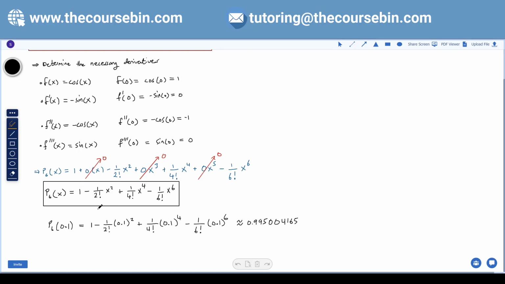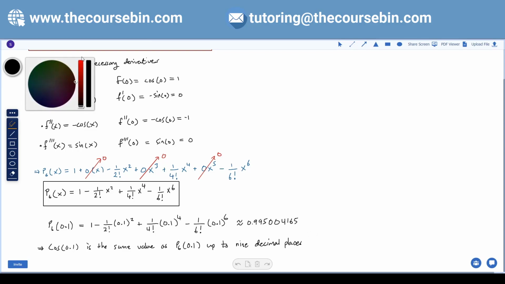Okay, so cosine of 0.1 is the same value as P6 of 0.1 up to, I believe, 9 decimal places. All right, so this is a very good approximation.